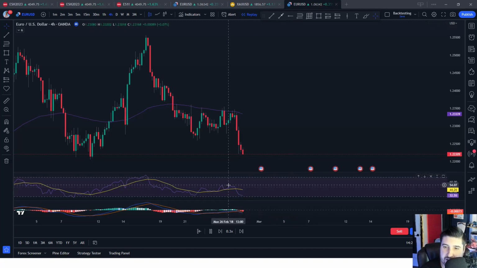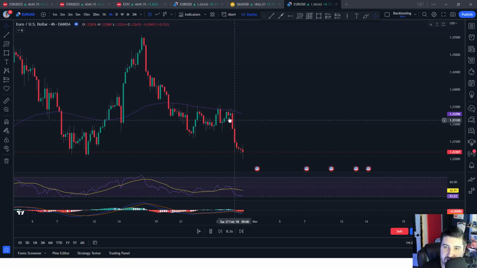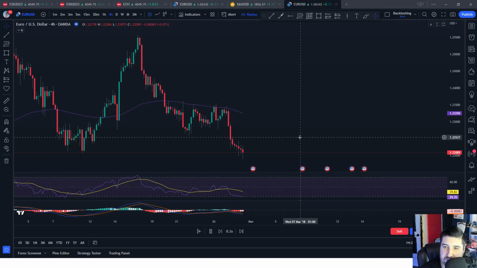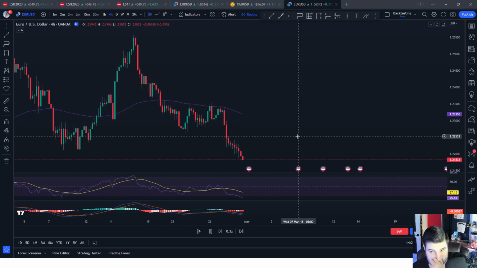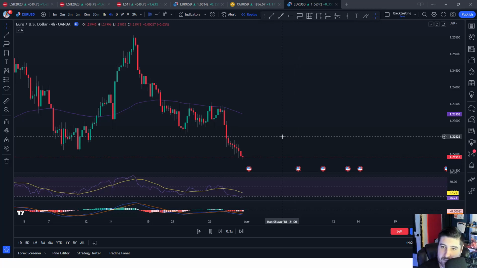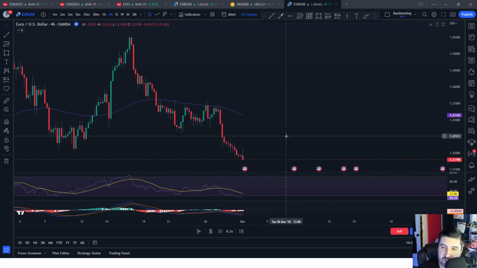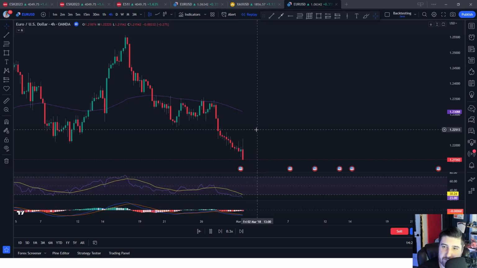Still watching. This did get over 50, but by the time we got that crossover, it was below. So nothing I want to get in on yet, although it is a really good move. Now we're oversold. MACD's pretty low as well. I think we're going to get a push up now, and that may be our final entry to get in.